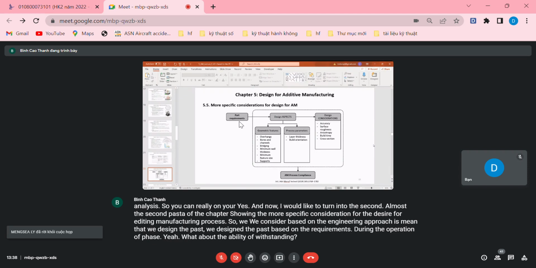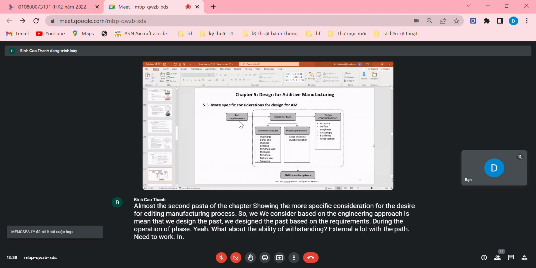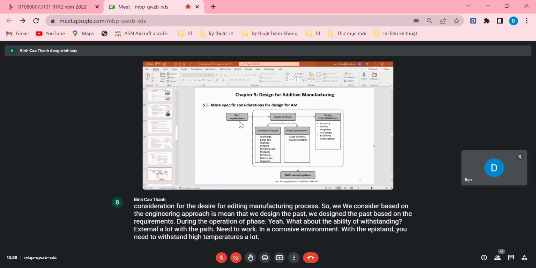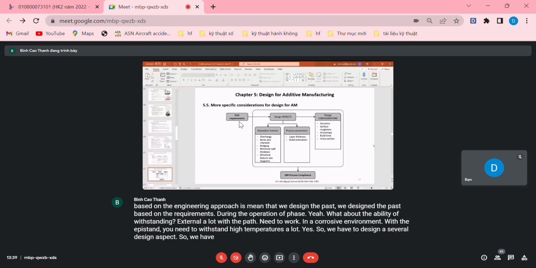What about the ability to withstand external load? Whether the part needs to work in a corrosive environment, whether it needs to withstand high temperatures or not. So we have to consider several design aspects. We have to design the geometric shape, size, or dimensions.